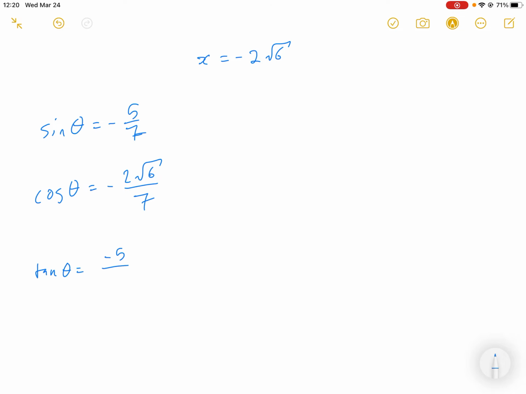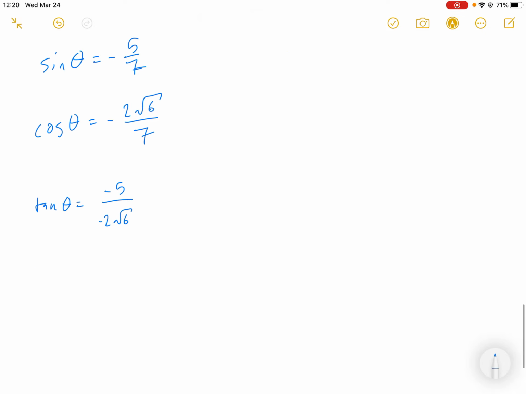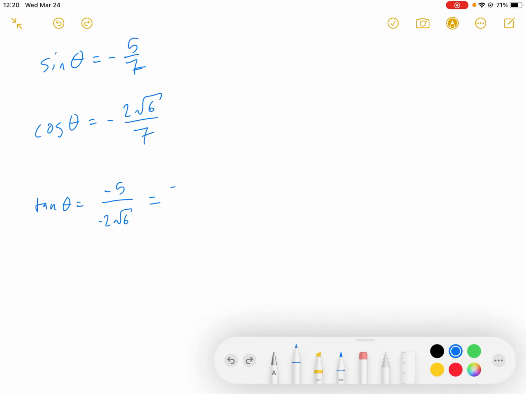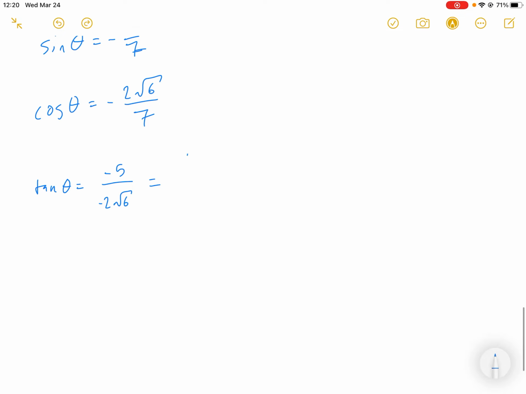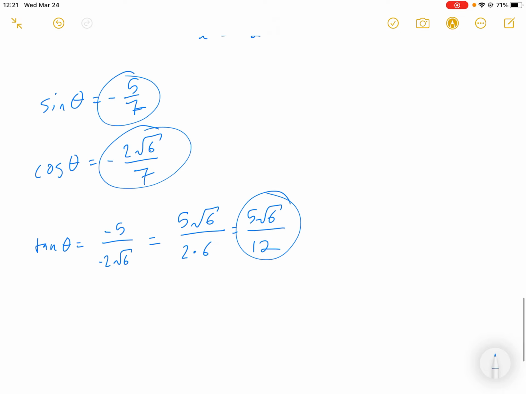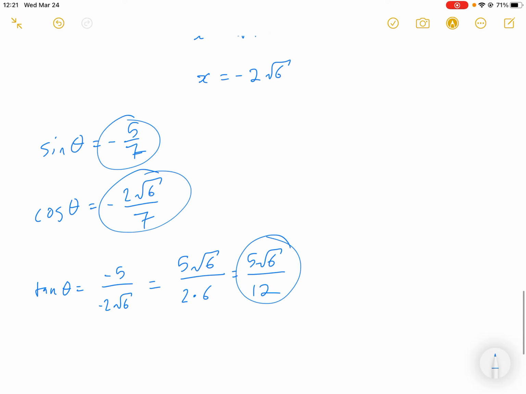Tangent is y over x, so that's going to be negative 5 over negative 2 root 6. Rationalizing the denominator, I end up with negative, well, we don't need the negatives anymore since it's a negative over a negative. 5 radical 6 over 2 times radical 6, so I end up with 5 over 12 with a root 6 on there. So that was tangent, cosine, and sine.